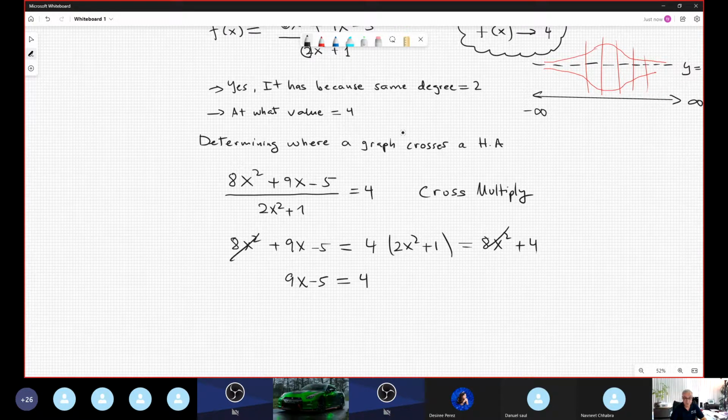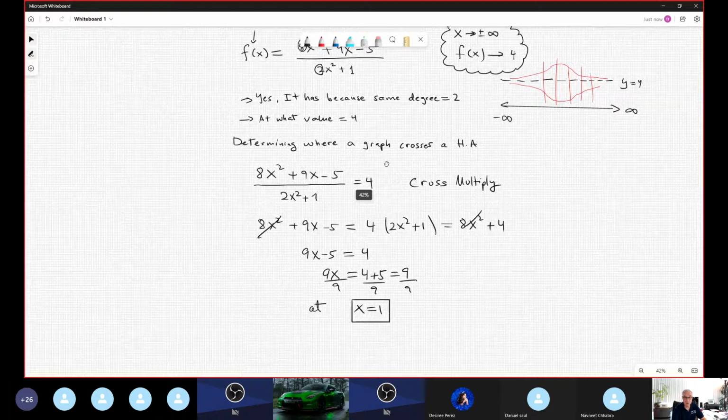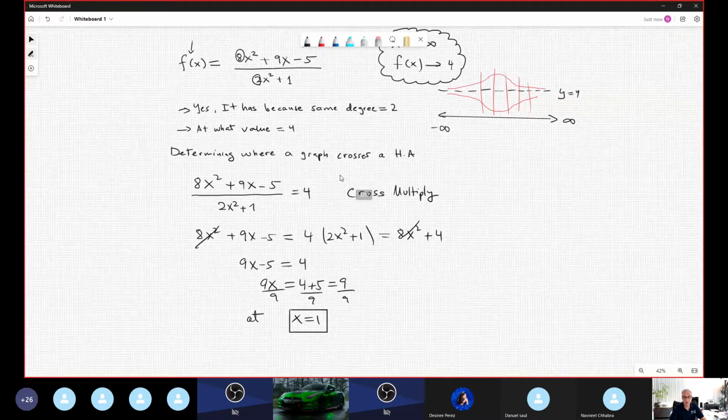Now solve for x. I move 5 to the other side. 4 plus 5 is 9. Divide by 9 on both sides. x is 1. So I discover that at x equal 1, my graph, the original f of x, crosses the horizontal axis at the point that obviously is the point (1, 4), no?